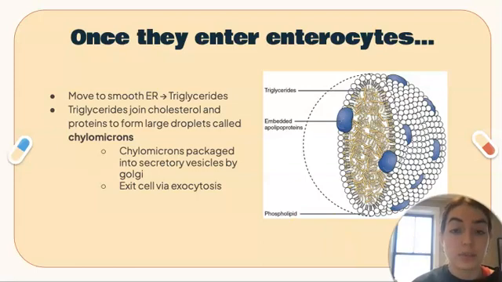Once monoglycerides and fatty acids enter the enterocytes, they move into the smooth endoplasmic reticulum, where they undergo recombination into triglycerides. The triglycerides then join cholesterol and other proteins to form large droplets called chylomicrons, which we can see here in the diagram on the right of the slide. Due to their large size, chylomicrons are packaged into secretory vesicles by the Golgi, and then they leave the cell via exocytosis.